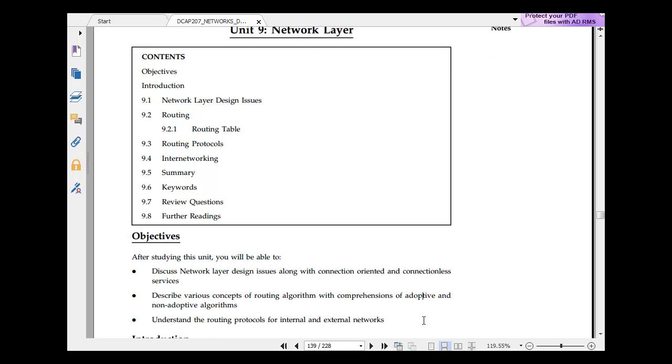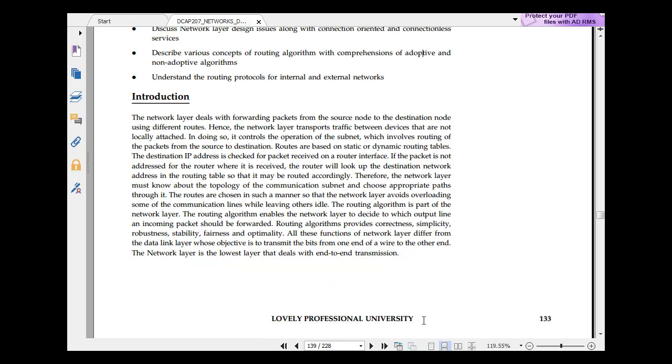Now we have network layer design issues, routing table, routing protocol, and internetworking summary. The network layer deals with forwarding packets from source to destination using different routes. Hence, the network layer transfers packets between devices that are not locally attached. It contains the operation of the subnet, which involves routing the packets from the source to the destination. Routes are based on static or dynamic routing tables.